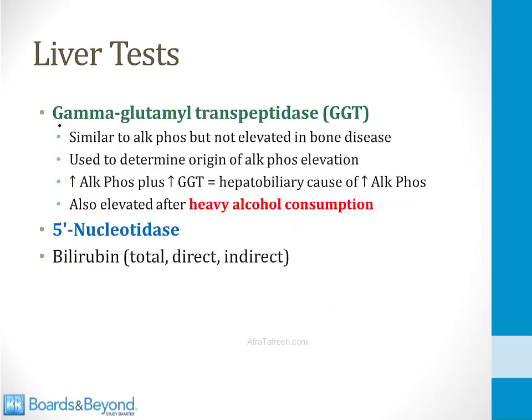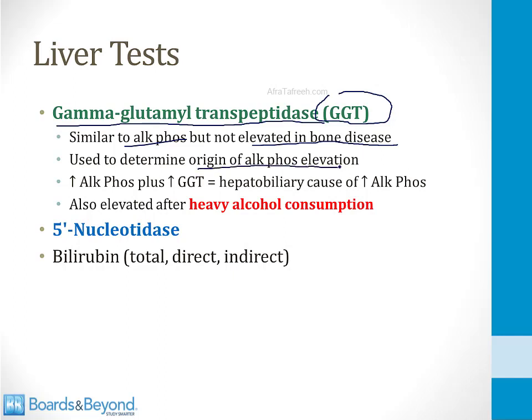If you detect an elevated level of alkaline phosphatase in the serum, but you're not sure whether it's coming from the liver and biliary tree or from the bones, you can sort this out by measuring the serum level of an enzyme called gamma-glutamyl transpeptidase, which most people just call GGT. This enzyme is similar to alkaline phosphatase in that it rises in cholestasis and biliary obstruction, but it does not rise in bone disease. So as I said before, you can use it to determine the origin of an ALKPHOS elevation. If you have a rise in the alkaline phosphatase level plus a rise in the GGT, that tells you there is a hepatobiliary cause of the increase in ALKPHOS. If you have an increased ALKPHOS but a normal GGT, that tells you the ALKPHOS is coming from bones.